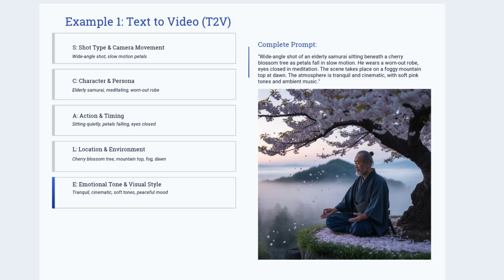Complete prompt. Wide-angle shot of an elderly samurai sitting beneath a cherry blossom tree as petals fall in slow motion. He wears a worn-out robe, eyes closed in meditation. The scene takes place on a foggy mountain top at dawn. The atmosphere is tranquil and cinematic, with soft pink tones and ambient music. This is how you blend emotion, motion, setting, and style, all in one beautiful prompt.